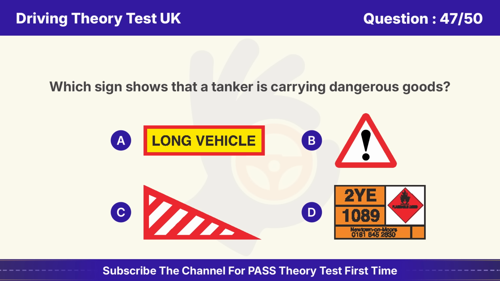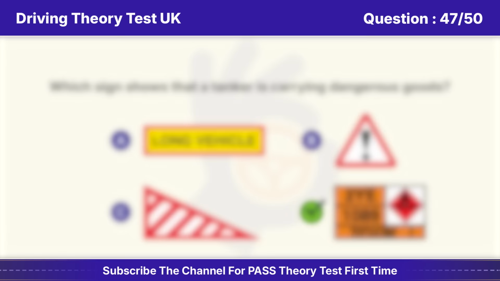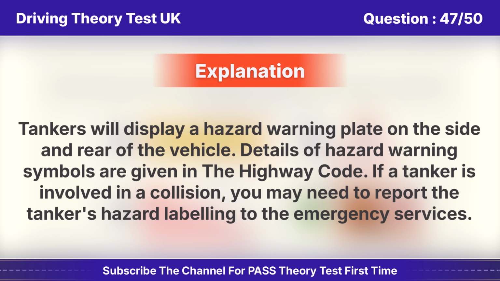Question 47. Which sign shows that a tanker is carrying dangerous goods? Answer is D. Tankers will display a hazard warning plate on the side and rear of the vehicle. Details of hazard warning symbols are given in the Highway Code. If a tanker is involved in a collision, you may need to report the tanker's hazard labeling to the emergency services.